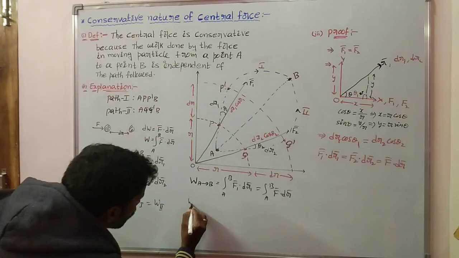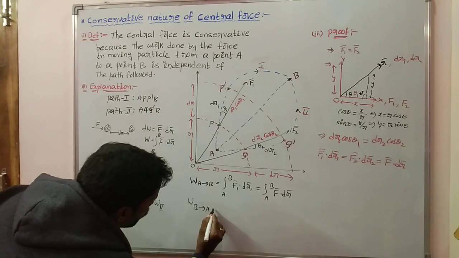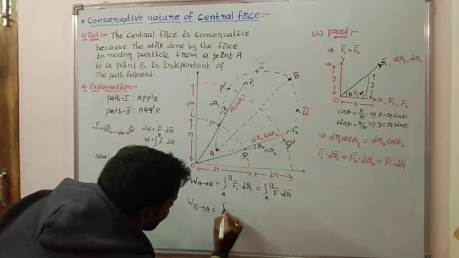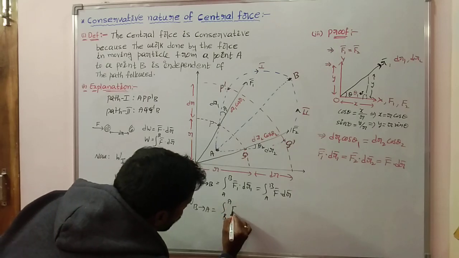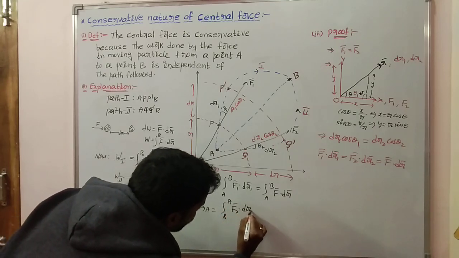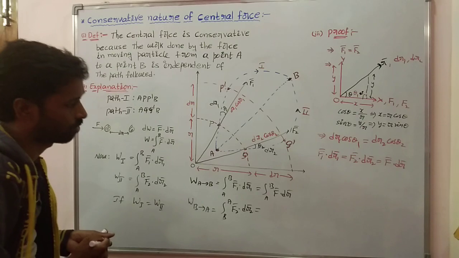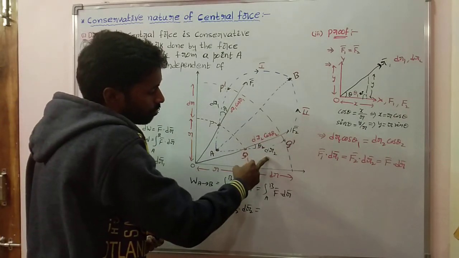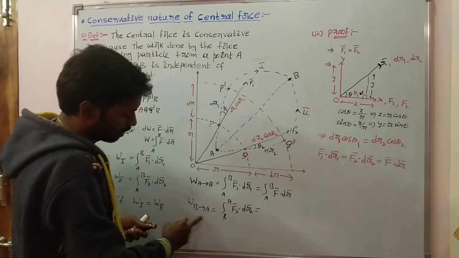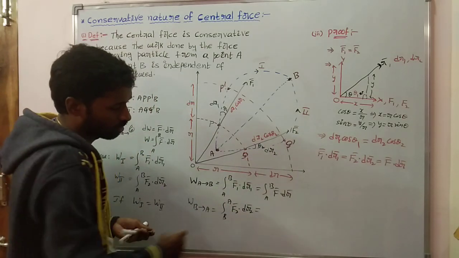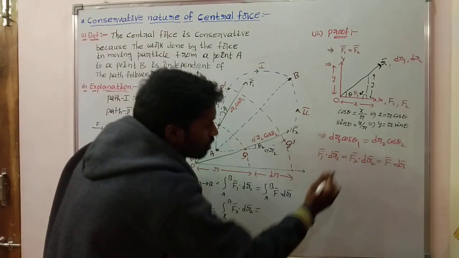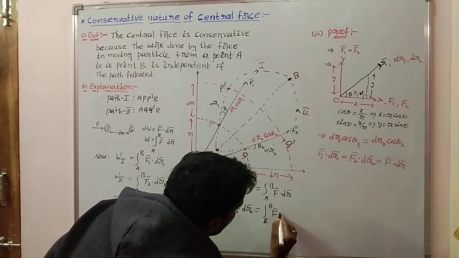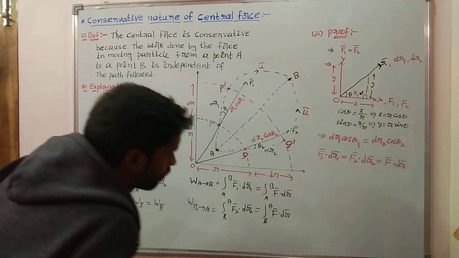Now work done from B to A along path 2. See this one. Work done from B to A equals F2 bar dot dr2 bar. Sir, how will it become? Now we applied the central force F2. It will be displaced by dr2. Then that work done is equal to F2 bar dot dr2 bar, which is equal to integral B to A F bar dot dr bar.